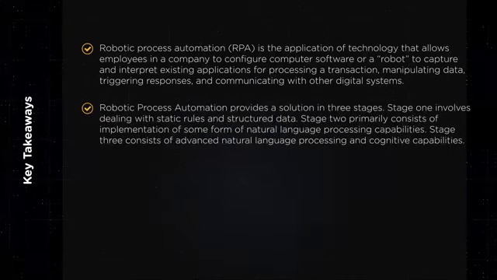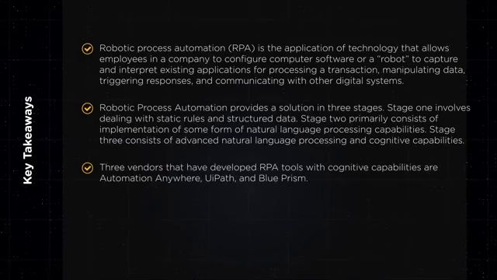Stage 1 involves dealing with static rules and structured data. Stage 2 primarily consists of implementation of some form of natural language processing capabilities. Stage 3 consists of advanced natural language processing and cognitive capabilities. 3 vendors that have developed RPA tools with cognitive capabilities are Automation Anywhere, UiPath, and Blue Prism.